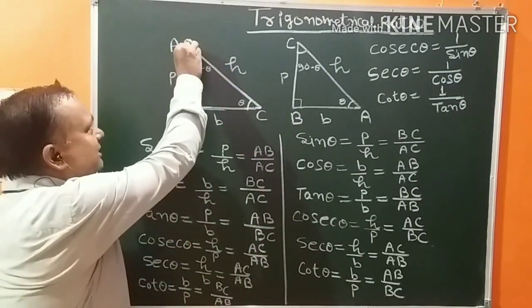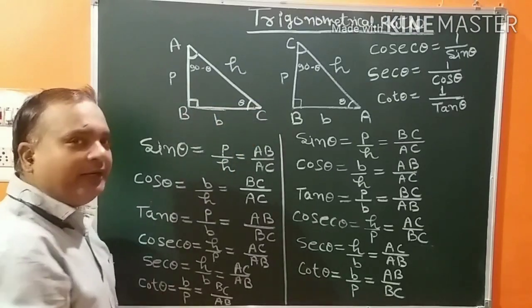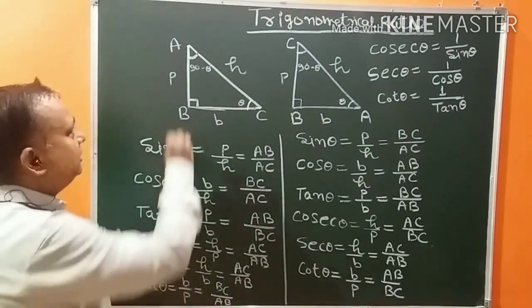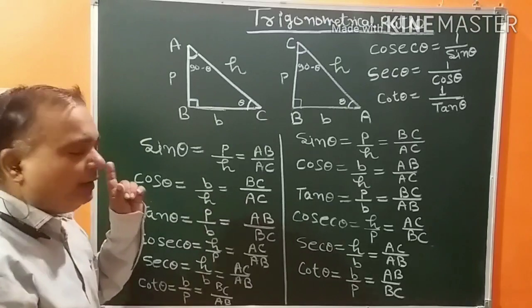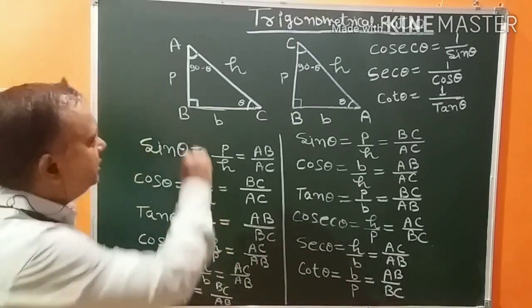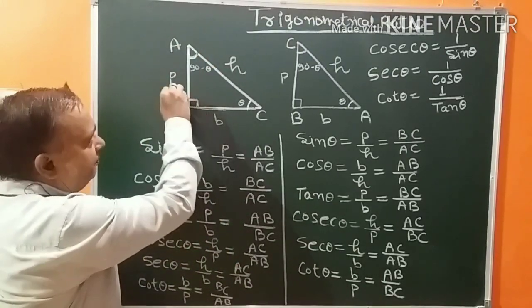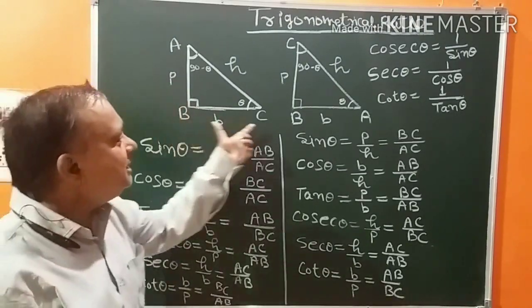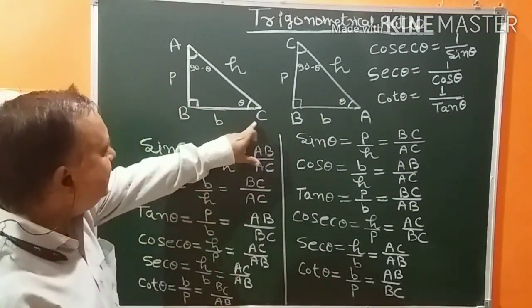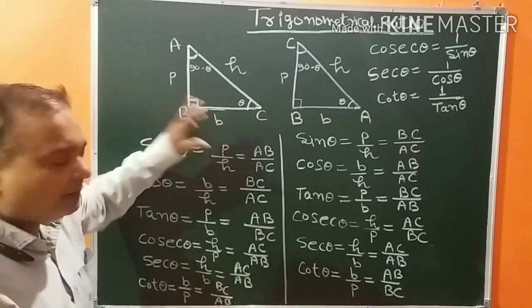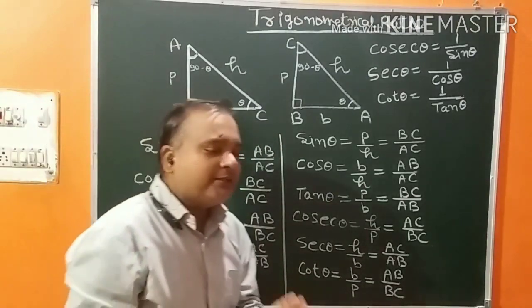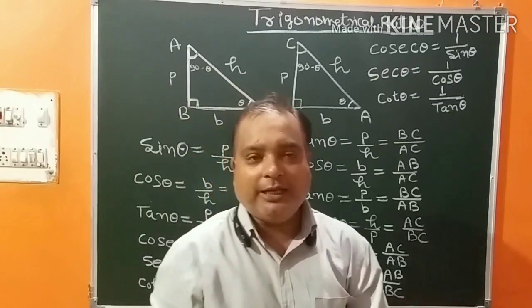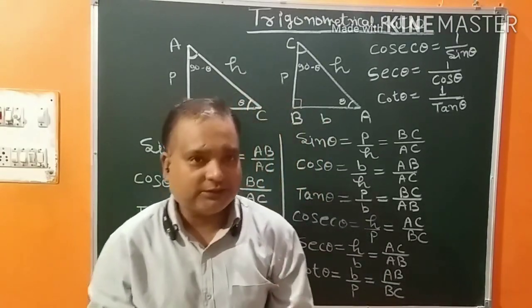Now the sides that are making the angle of 90 degrees, or right angle, are called base and perpendicular. So AB is the perpendicular, represented by P. BC is the base, and the base is represented by B. Now what is sine? Basically sine, cos, tan are the trigonometric functions.